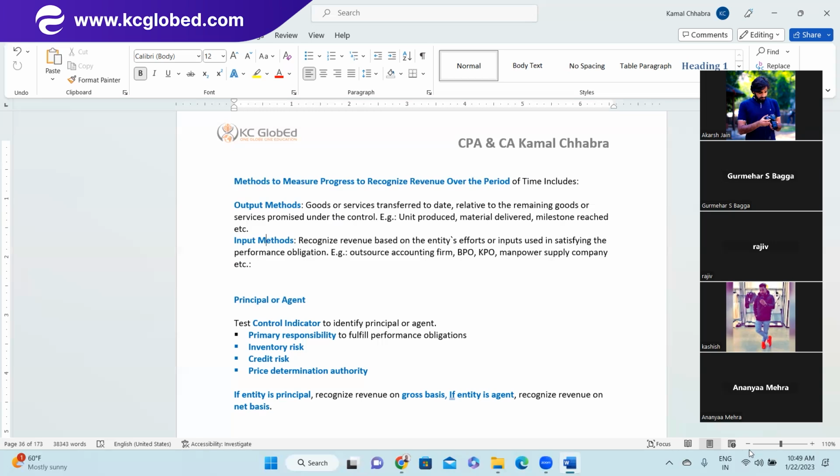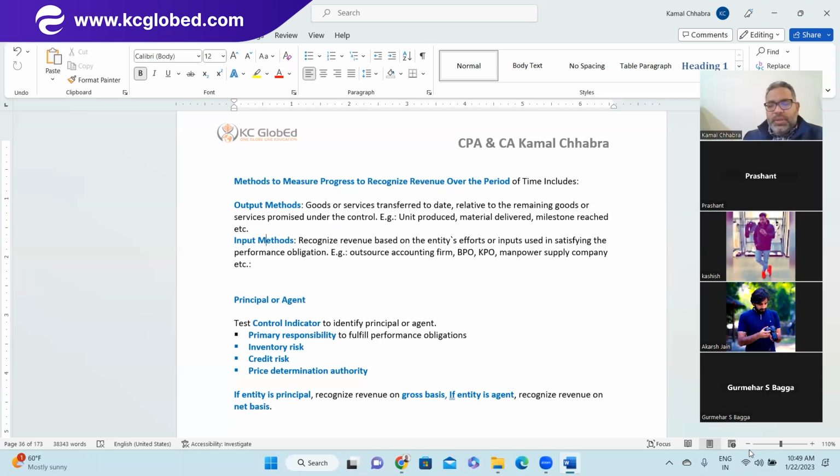Yes, sir. Right, so that is called the input method, that is, how many hours the respective team members have invested, and for each category of team member there are agreed rates, right? And accordingly they do the billing.